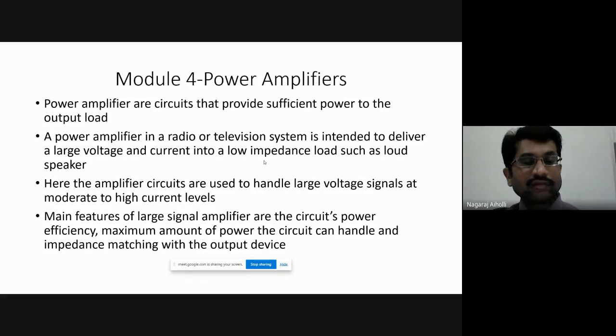These are the features of the power amplifier: power efficiency, the maximum power handling capacity of the circuit, and the third one, the impedance matching with the output load or output device.